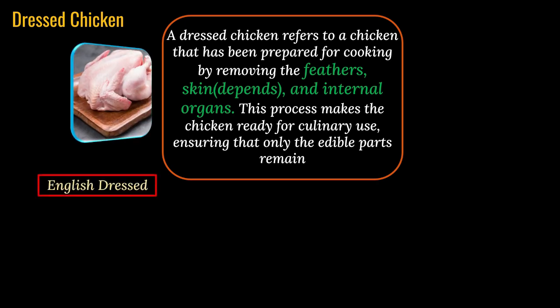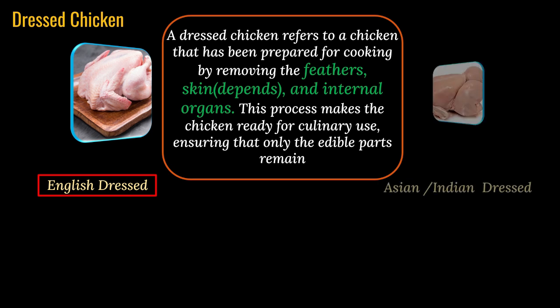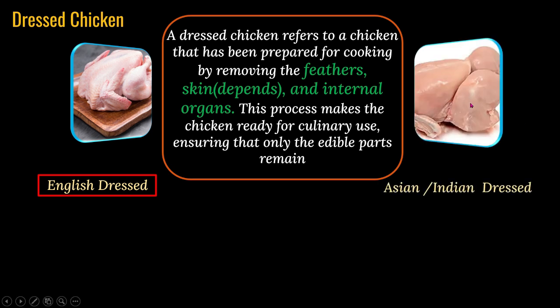We get two kinds of process. One is with skin, the other one is without skin. With skin, when the bird looks like this after plucking, this will be known as the English dressed bird. English dressed means with the skin. And another one, where the skin and feathers are all removed from outside, is known as the Asian or Indian dressed bird. Okay.